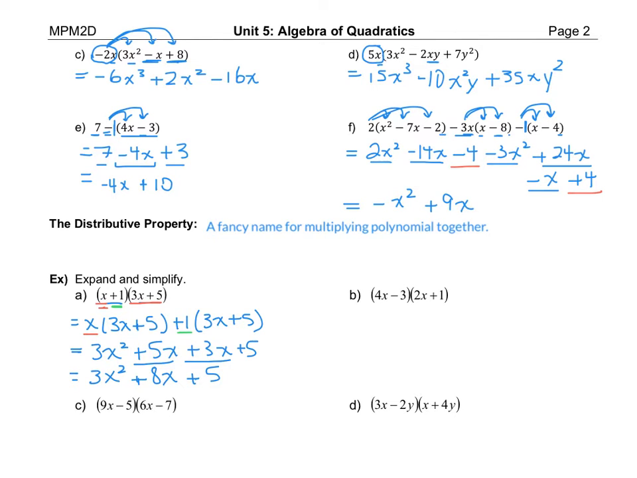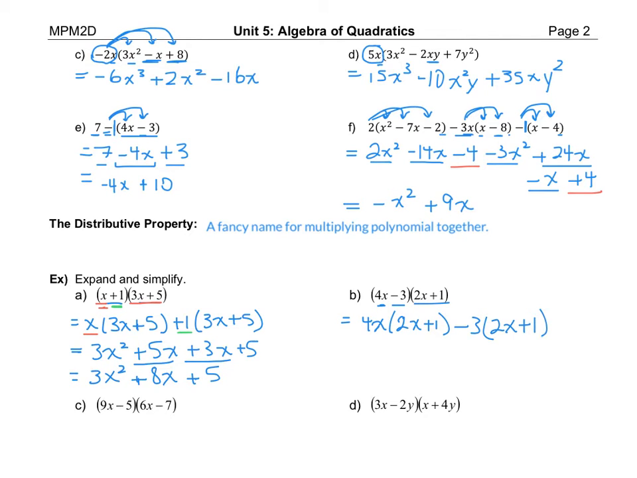All right, next example. Our 4x is going to multiply both terms in that second bracket. So the 4x multiplies the 2x plus 1. And then the -3, the second term in the first bracket, multiplies that second bracket as well.